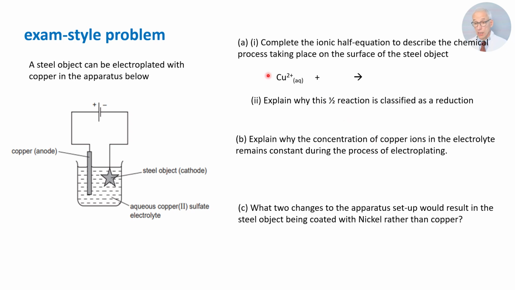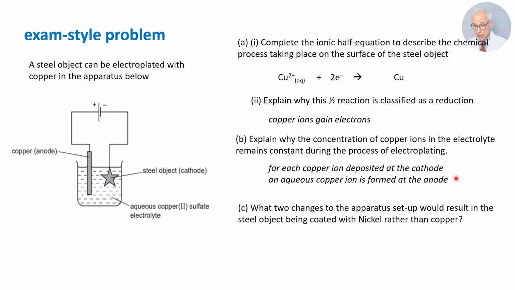Okay, so what's happening at the surface of the steel object is that copper is being deposited as copper 2 plus ions are reduced to copper metal. This, of course, is a reduction because copper ions gain electrons. The concentration of copper ions in solution in the electrolyte remains constant because for each copper ion deposited at the cathode, so we're depositing copper ions as copper metal at the cathode, an aqueous copper ion is formed at the anode. At the anode, copper is oxidized to form copper 2 plus.